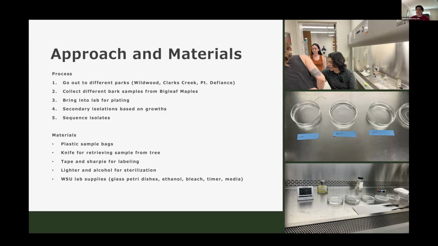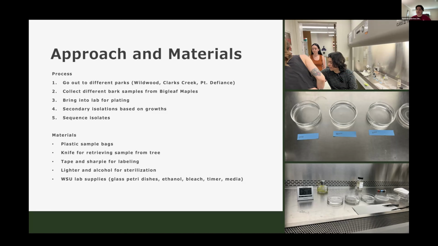And then scalpel, tweezers, and any other materials that were needed along the way, such as paper towels. And here in the images to the right, you can see the general setup for how the sterilization of the bark samples went. And then from there, the bark samples were plated and left to grow until decent growth was seen and we were able to make secondary isolates.